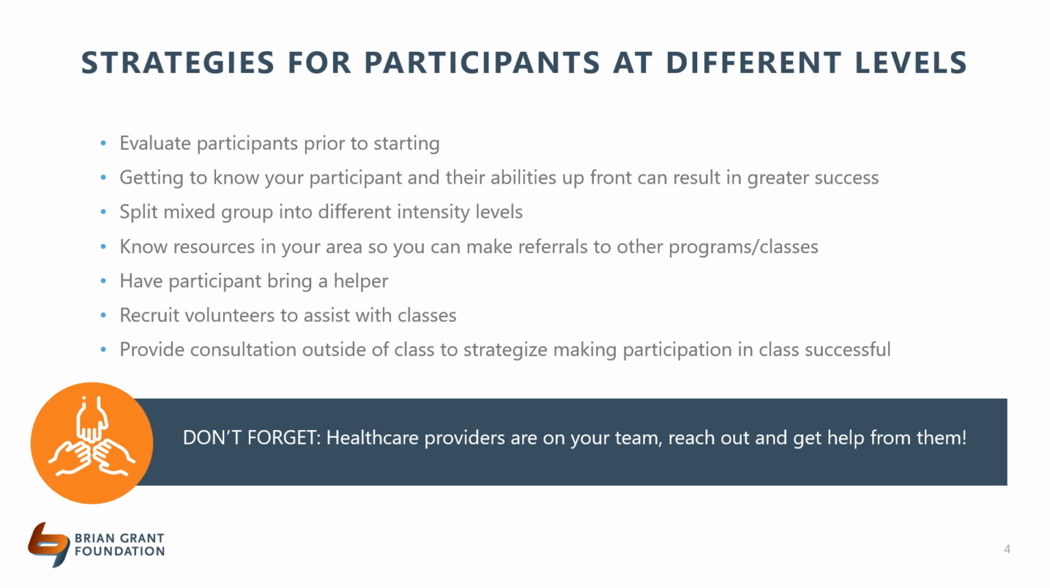Another option is to ask the participant needing extra help to bring a helper with them to support them during the class. You can also recruit volunteers to assist with classes. It would also be helpful to know of the different resources in your area so that you might refer a participant to a different class that better fits their needs. And finally, don't forget that healthcare providers are on your team and they are there to help you. So you can ask a participant to talk with their provider and/or fill out a form before returning to your next class. You could also contact their provider to let them know about your concerns so they can follow up with the patient.